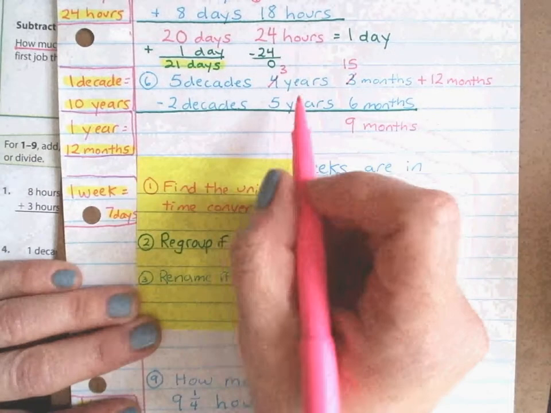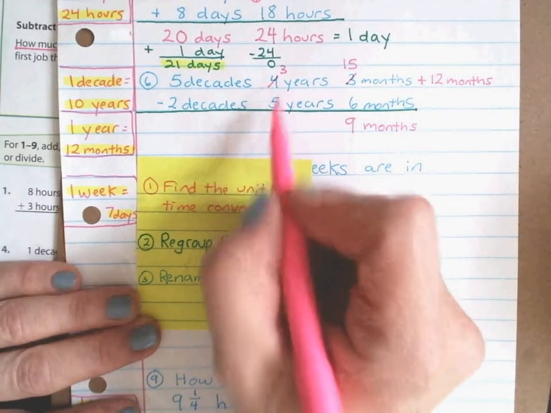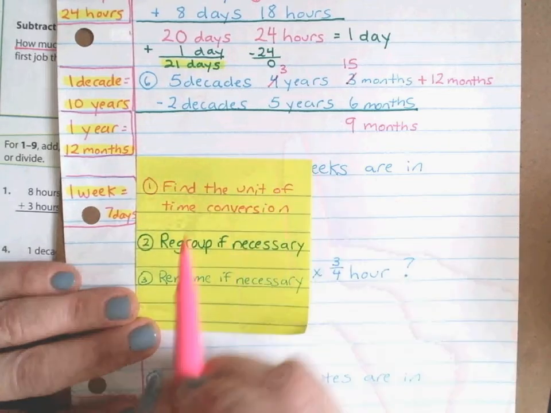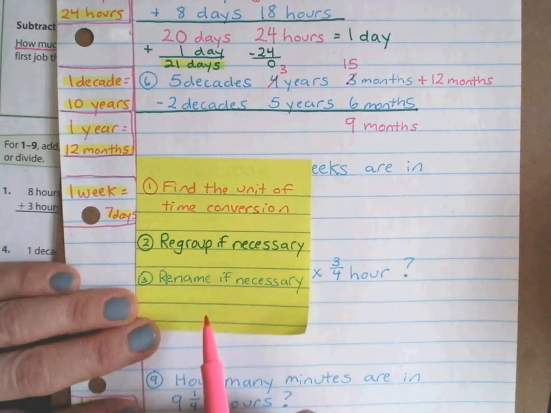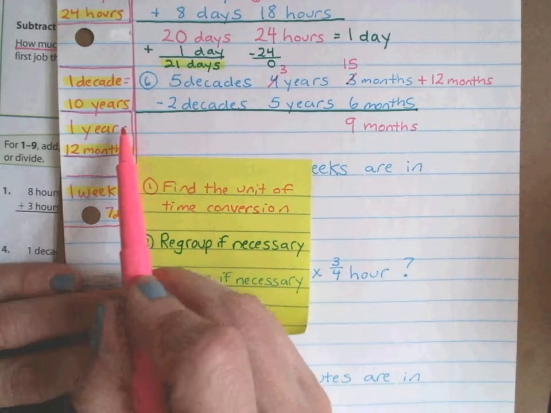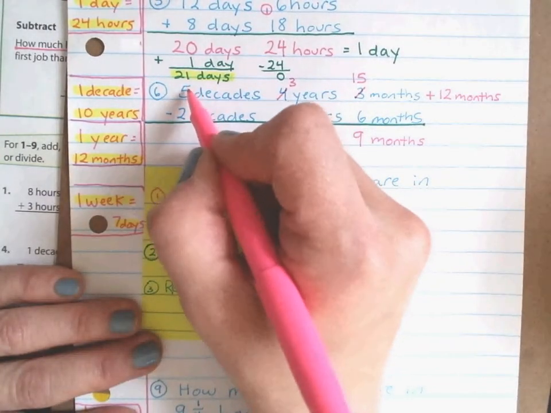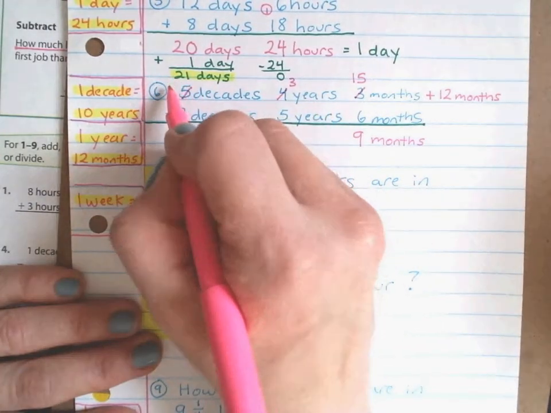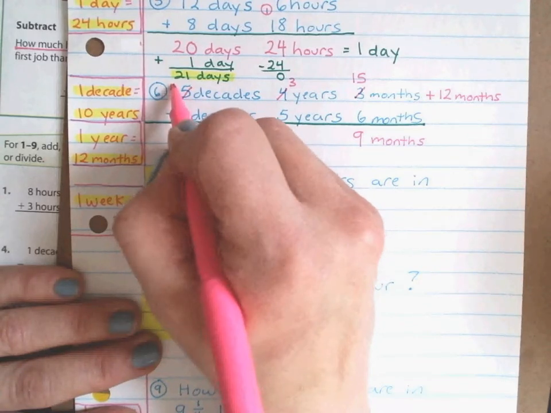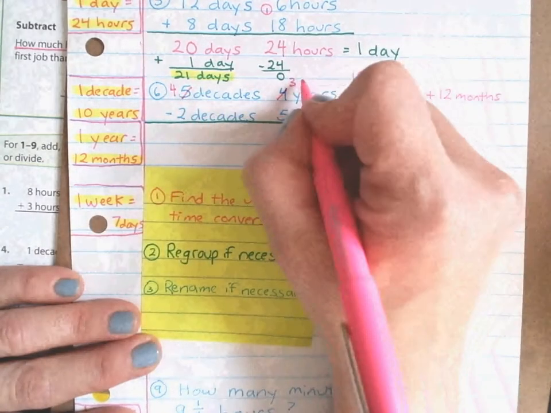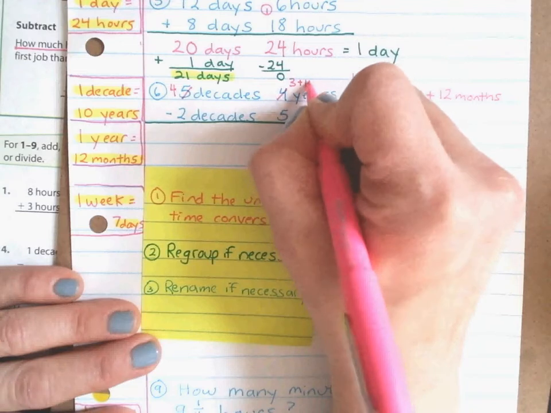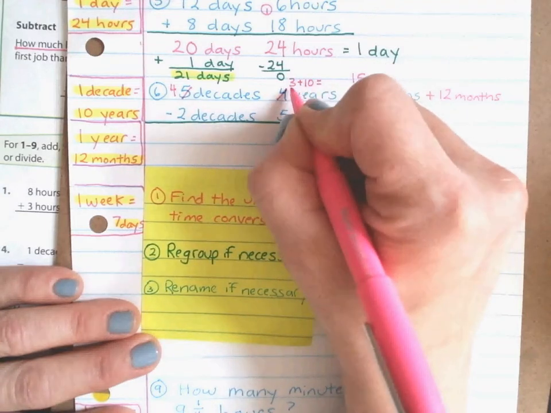But now I'm in my years column. I cannot take 5 years from 3 years, so I need to regroup. So my unit of conversion is 1 decade is 10 years. So I'm going to my decade column. I'm going to take 1 decade away, so the 5 becomes a 4. And I can add that back in as 10 years.